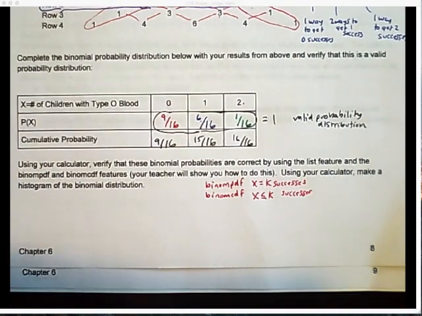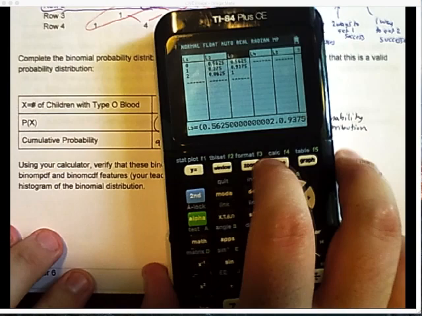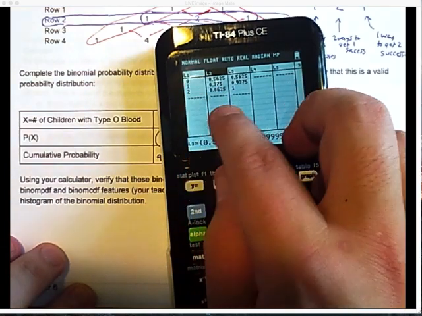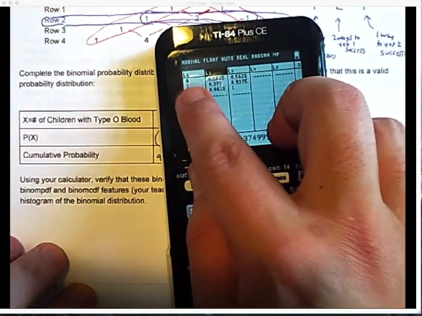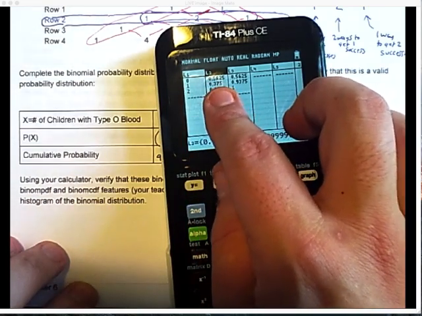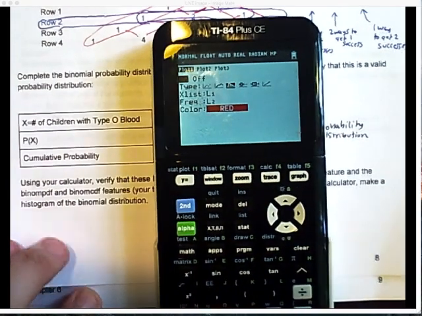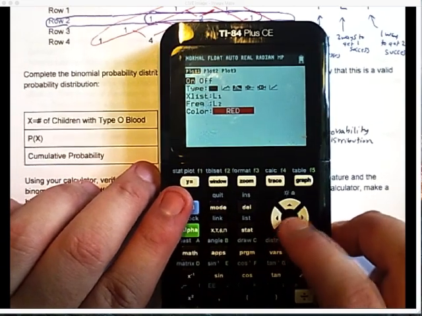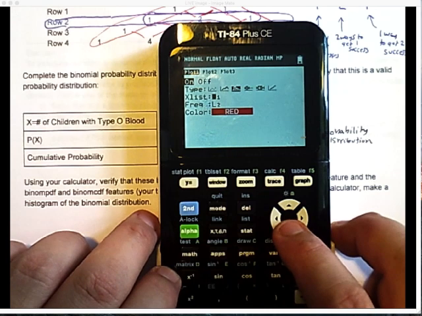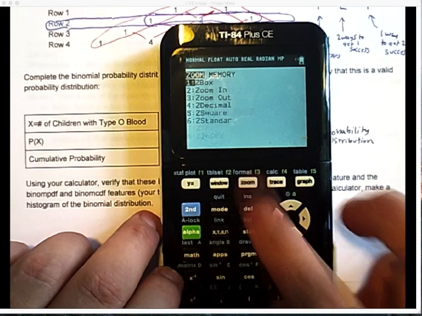It also says here, using your calculator, make a histogram of the binomial distribution. Well, the binomial distribution, L1 are my X values, L2 are the probabilities of getting those X values. So if I want to make a histogram of list 1 versus L2, that's what the right histogram would be. Okay, so go back under your stat plot, all right, turn it on, make a histogram. Your X list is in L1, it's the number of kids, and your probabilities are in list 2. And then just do a zoom 9.